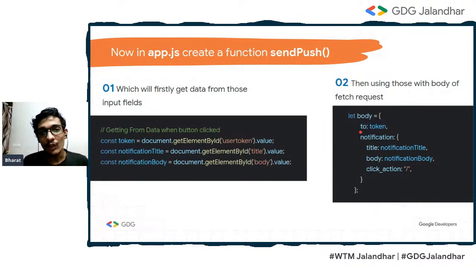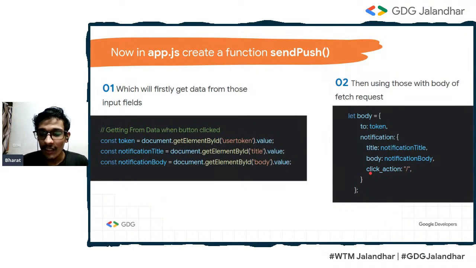"to" means to whom we want to send the notification. That means basically the token which we are getting from the input field which we created over there. After that, the notification. This will be a key. This is also a JSON, or a JavaScript object, which will contain some keys also, like title and body. The name itself says what the title is and what the body is.